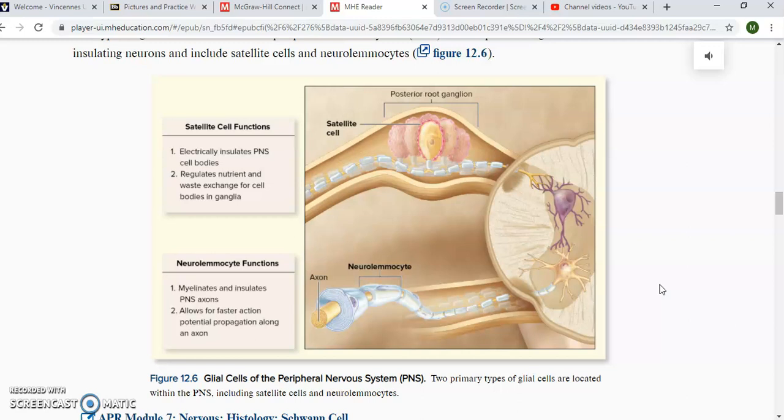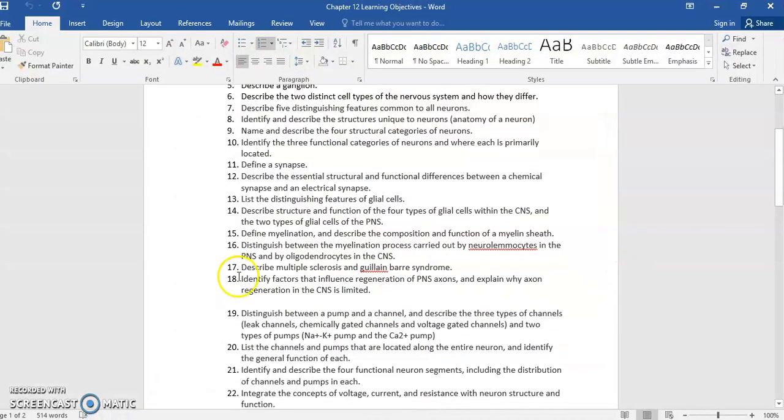All right, so those are our glial cells. So we will finish this video up, and then we'll talk in a little bit more detail about how myelination happens, and then some disorders that can happen with our glial cells.